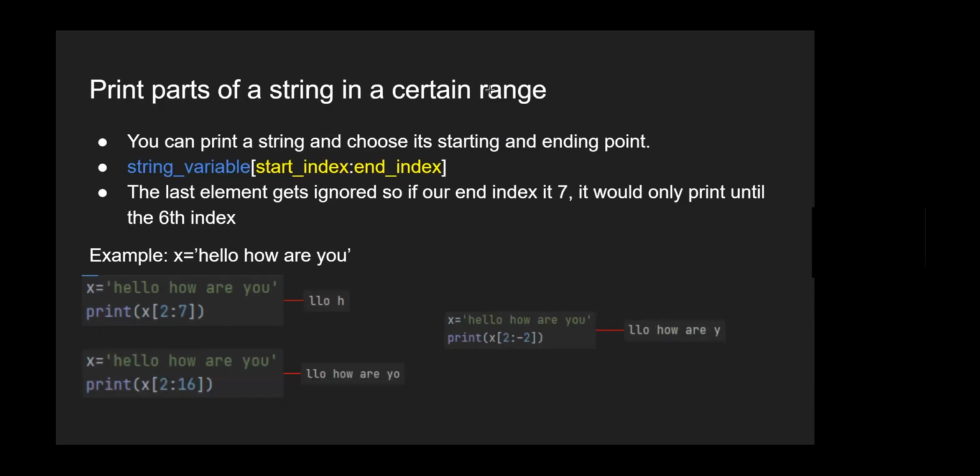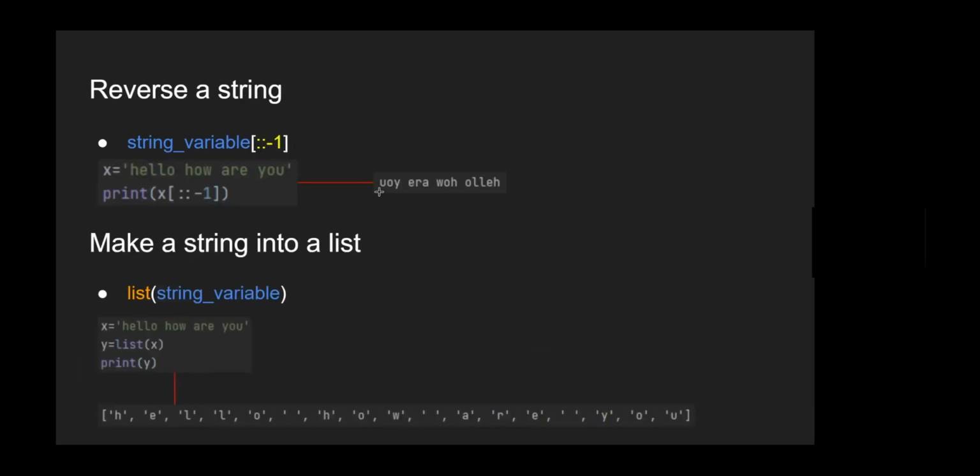So we can also print a string in a certain range. We have to put the string variable, and then in brackets we put the start index and then the end index. But the end index ignores the last one. So if we put an end index of 7, it would only go till the 6th one.